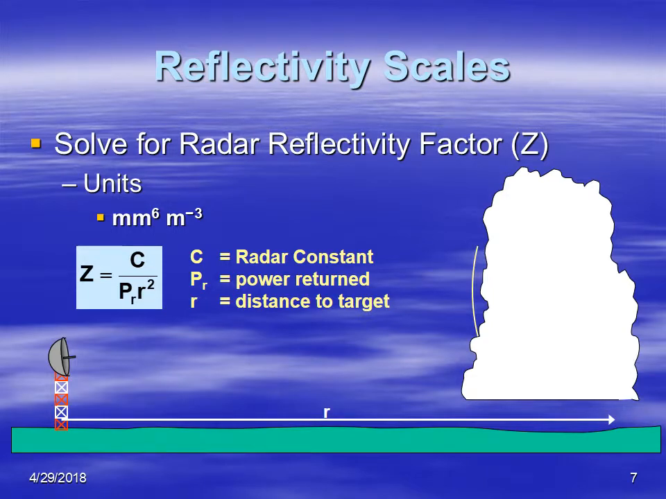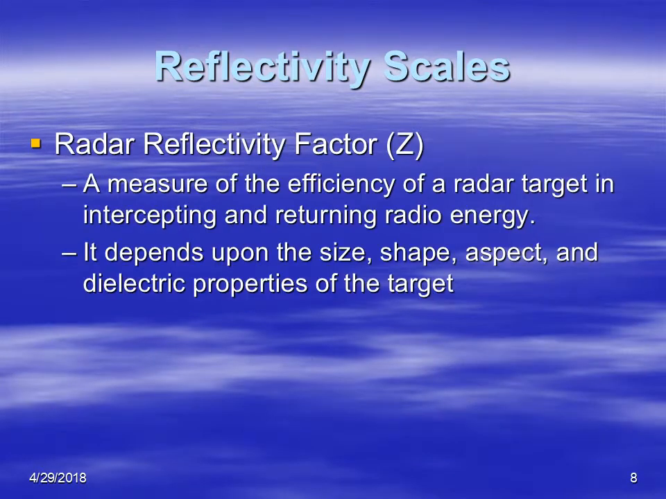So if we can measure the power that comes back to the radar, and we know how far out the target is, and we know the characteristics of the radar, we calculate Z, and Z is our radar reflectivity factor. And you've probably heard of Z before. The radar reflectivity factor depends upon, of course, how well the target intercepts and scatters radar energy back to the radar. And it also depends upon the size, shape, and the dielectric properties of the target. In other words, of the raindrops or ice crystals or things like that.